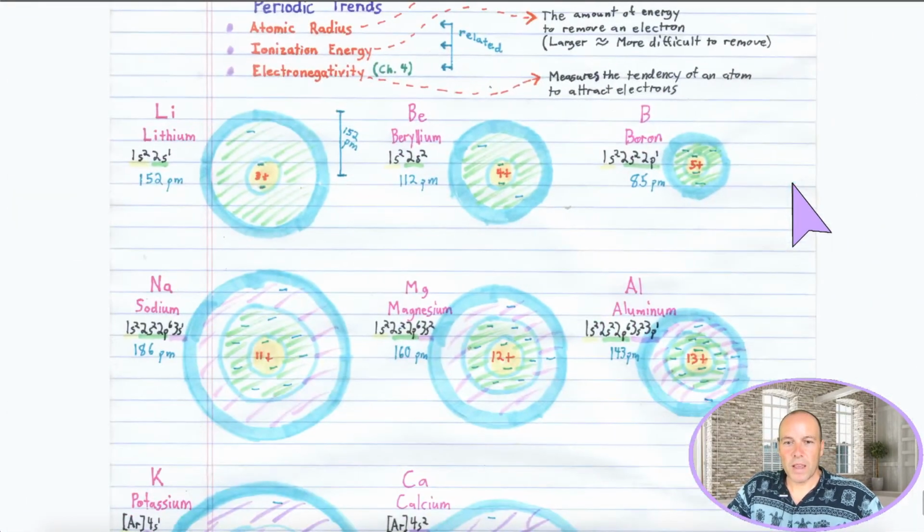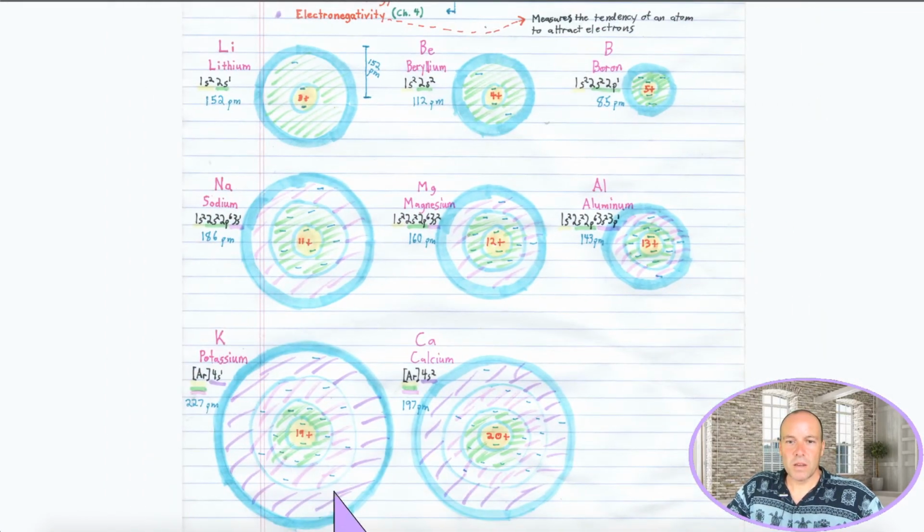So looking at these right here, out of the ones we've drawn models for, boron is the smallest atom, and that one would have the highest ionization energy. It would be more difficult to remove an electron from boron than it would be for potassium. The reason is that this electron is being held very close to the nucleus, and it's very difficult to remove electrons that are held so close to the nucleus.